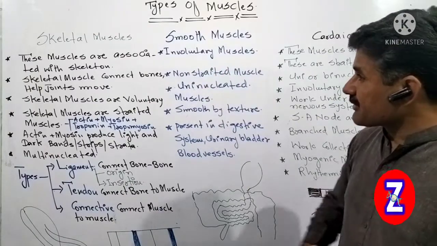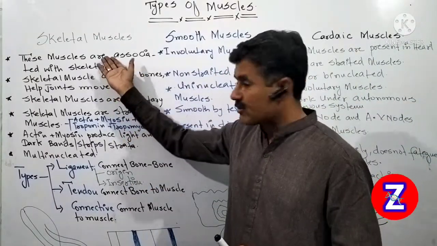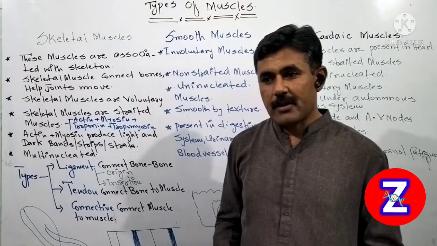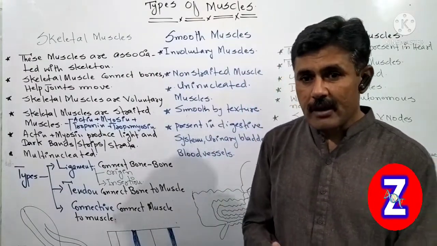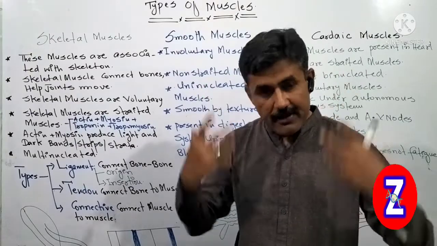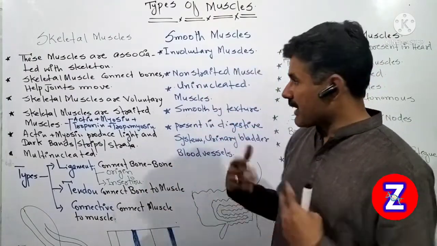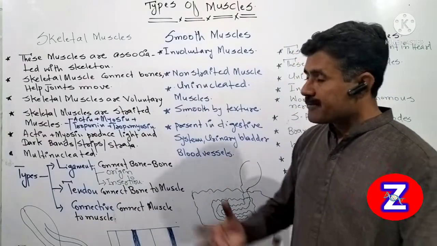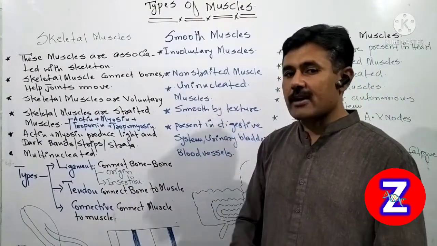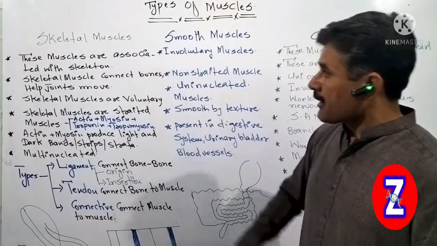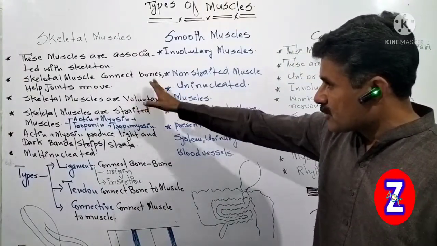What are skeletal muscles? They are associated with the bones, with the skeleton, therefore they are called skeletal muscles. They help hold bones together in order to make the framework of the body. They help joints move. They are the biceps and the triceps. Therefore these muscles are associated with the skeleton, and they help bones stay together and help them move also.